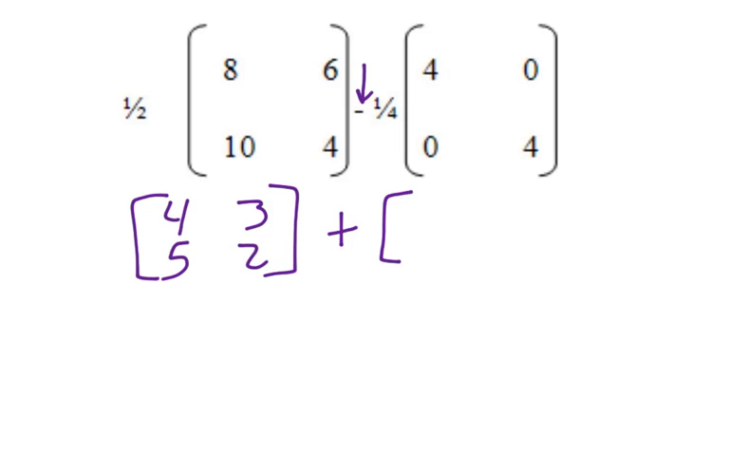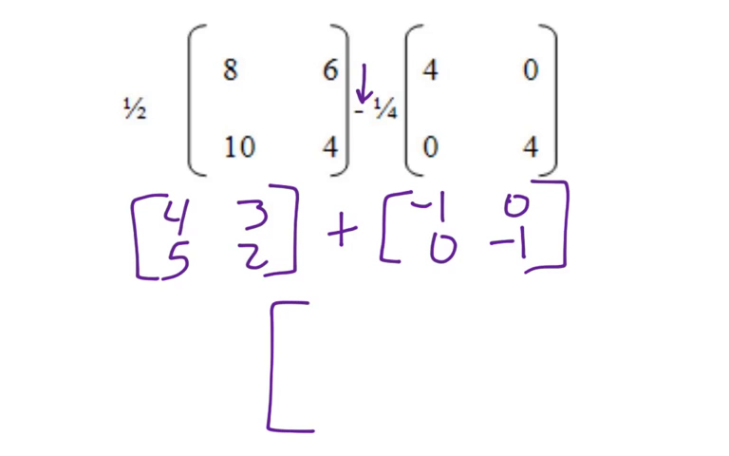-1/4 times 4 is -1. -1/4 times 0 is 0. -1/4 times 0 is 0. And -1/4 times 4 is -1. So now I'm going to add the corresponding elements. 4 plus -1 is 3. 3 plus 0 is 3. 5 plus 0 is 5. And 2 plus -1 is 1. So there's your answer.